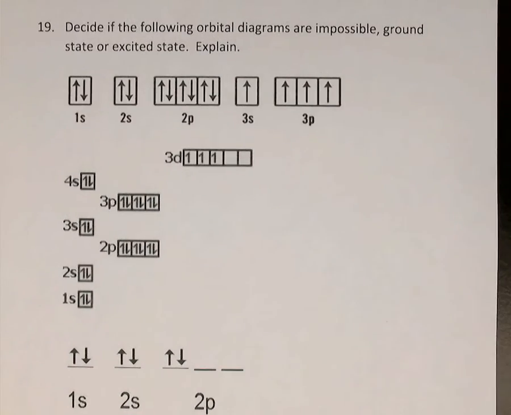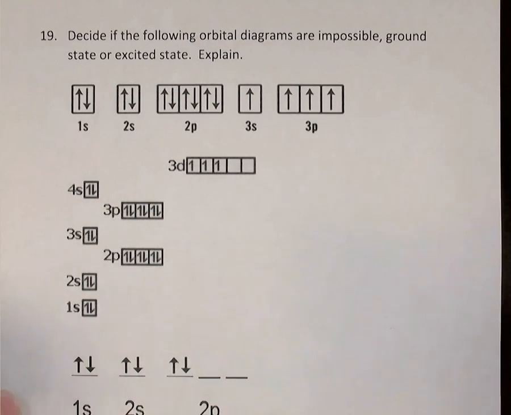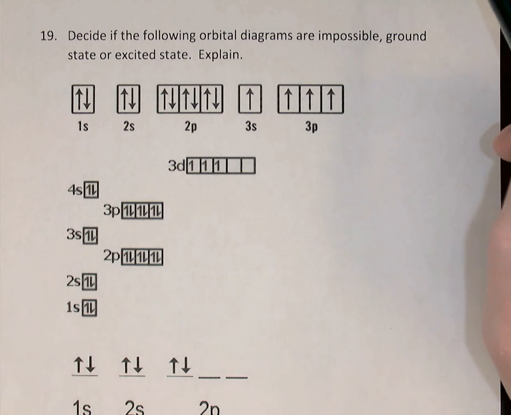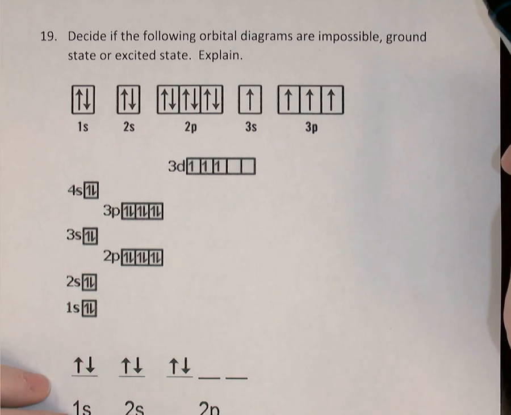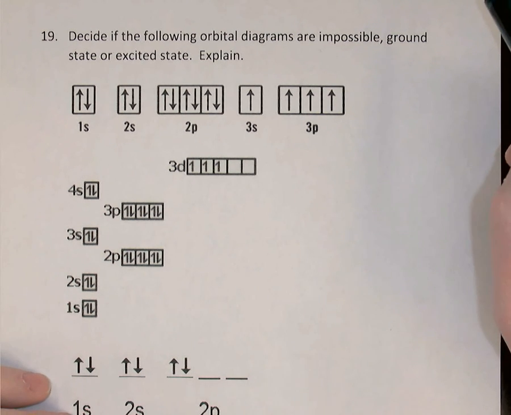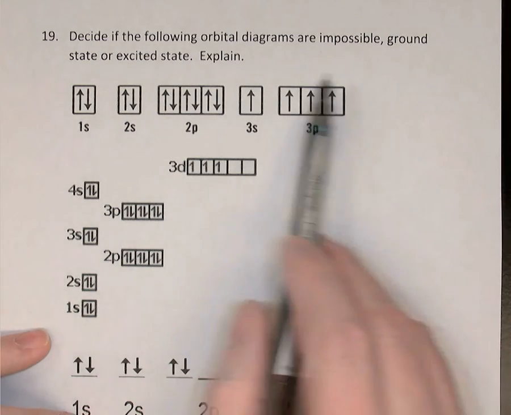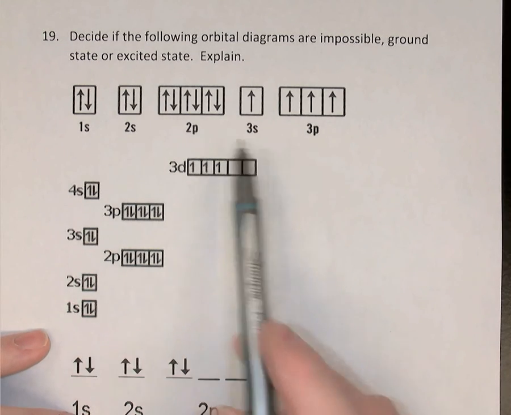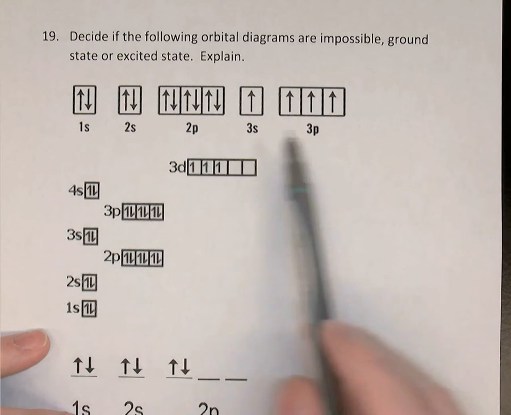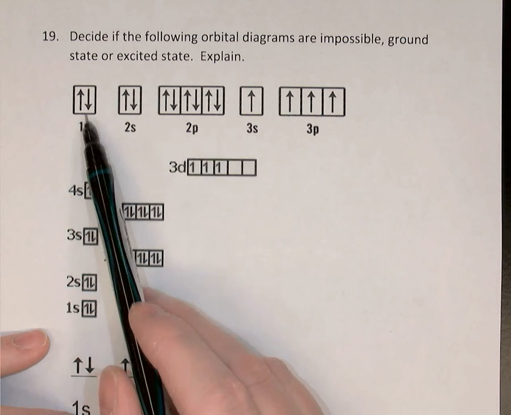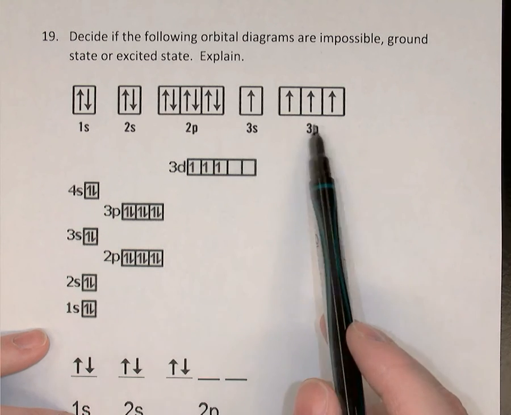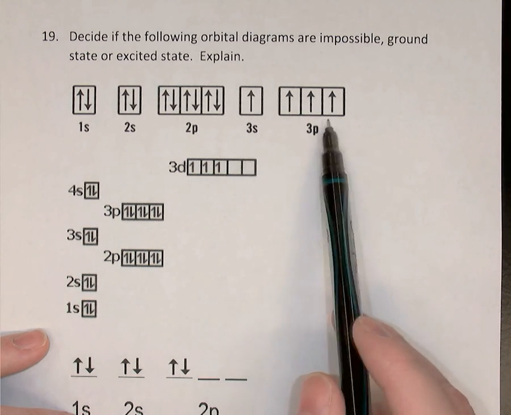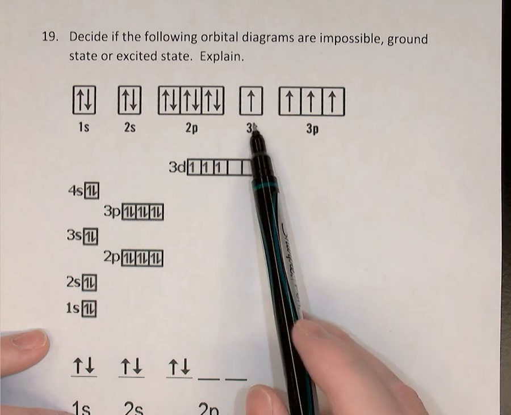Alright, our last page of the review, in 1 hour of review. Decide if the following orbital diagrams are impossible, ground state, or excited states, and explain your reasoning. So here's an orbital diagram as we would normally draw it, with boxes and arrows just side by side. 1s2, 2s2, 2p6, 3s1, 3p3. And right here I see an issue.